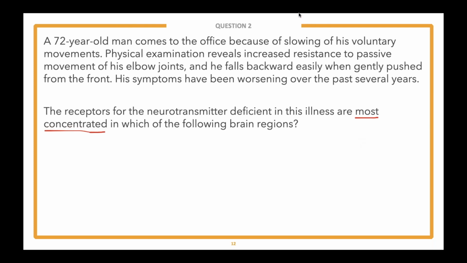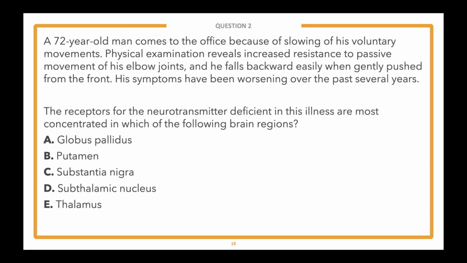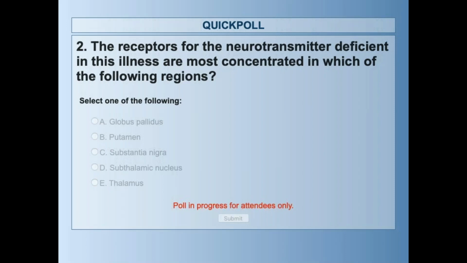So once again, we'll start at answer choice E and work our way up. E, thalamus. D, subthalamic nucleus. C, substantia nigra. B, putamen. And A, globus pallidus. We'll give you guys a couple of seconds here to submit your responses, and then we will go over the correct and incorrect answer choices.